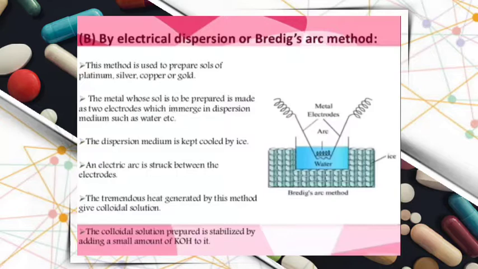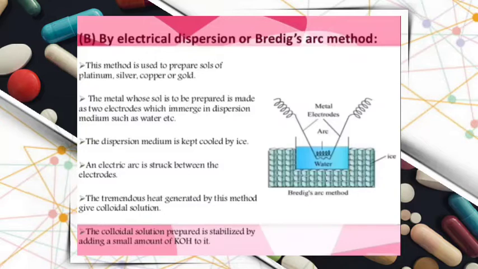The second is electrical dispersion or Bredig's arc method. This method is used to prepare sols of platinum, silver, copper or gold. The metal whose sol is to be prepared is made into two electrodes which are immersed in a dispersion medium such as water etc. The dispersion medium is kept cool by ice.